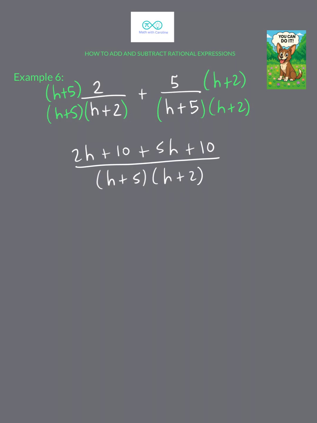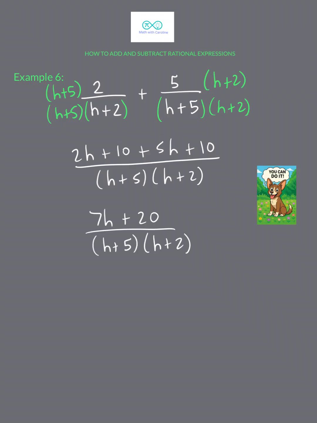Now we can combine like terms. So go ahead and add your 2h plus your 5h and your 10 plus 10. So when we combine our like terms, we have 2h plus 5h, that's 7h, and then we have 10 plus 10, that's 20. Now we're ready to do what?